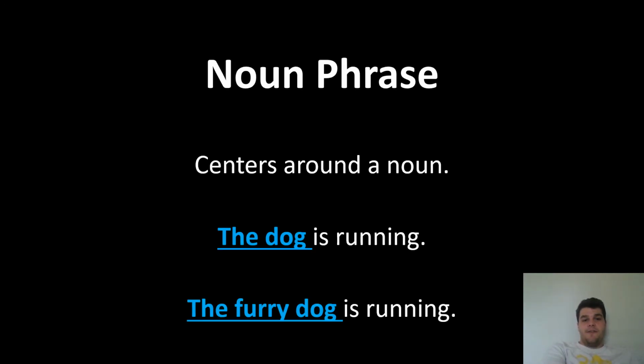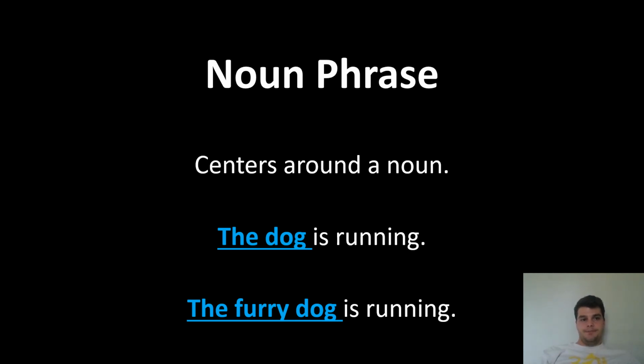All right, the first kind of phrase is a noun phrase. And it's named a noun phrase because the most important word in the phrase is the noun. It centers around a noun. So I have two examples there. The noun phrases are in blue and they're underlined as well. So the dog is running. Noun phrase in that would be the dog. Slightly changing it, the furry dog is running. The noun phrase is the furry dog. Now notice furry is not a noun, it's an adjective, but because it's describing dog, it's part of the noun phrase itself. All right, the furry dog, noun phrase.